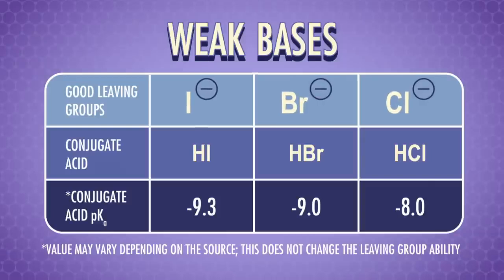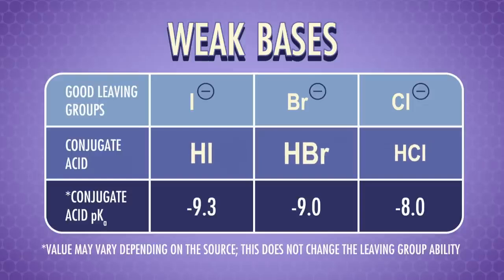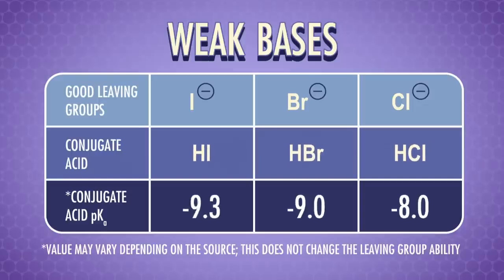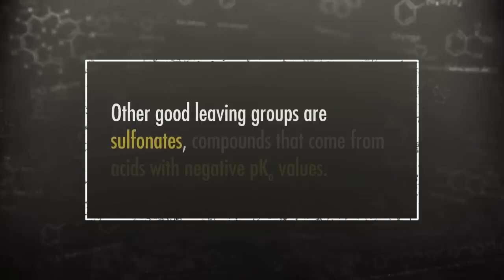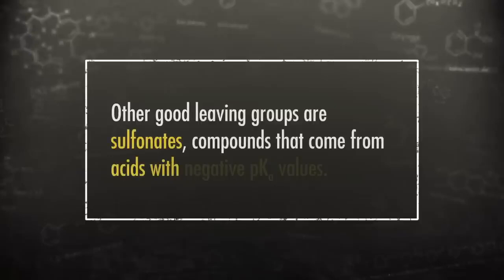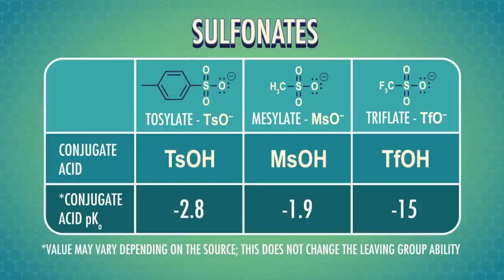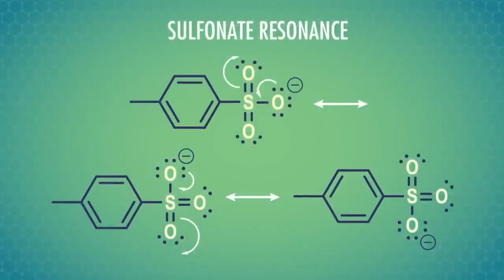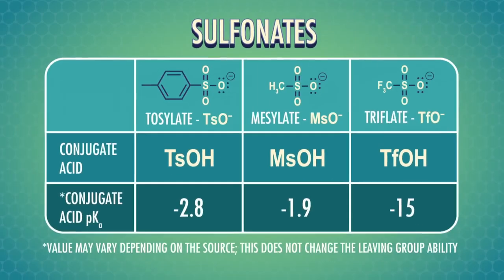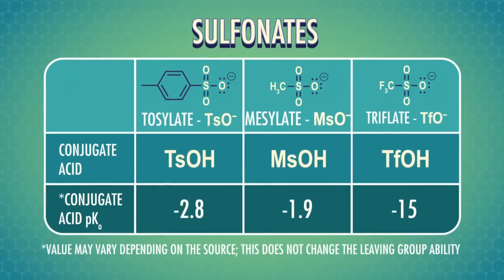Weak bases are happy to float around by themselves in solution as anions. Most halides fall into this category because the pKa's for HCl, HI, and HBr are big negative numbers. Other good leaving groups are sulfonates, compounds that come from acids with negative pKa values. They're big molecules, their electrons are spread out and stabilized by multiple resonance structures, and they have special non-IUPAC names like tosylate, mesylate, and triflate.